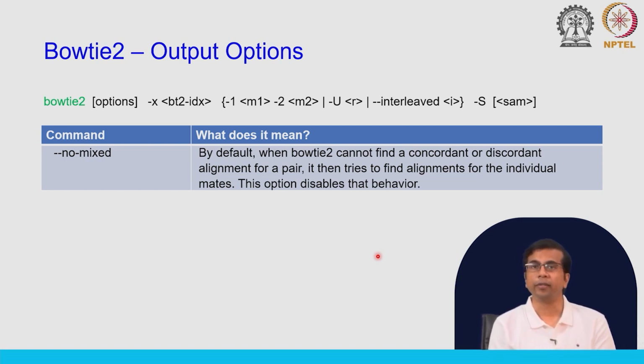And if you mention --no-mixed, it will not try to find these individual mappings, right. In some cases it might not be useful to have this individual mapping, because you want to get the full paired-end mapping, because you have repeat sequences or structural variants that you want to resolve.